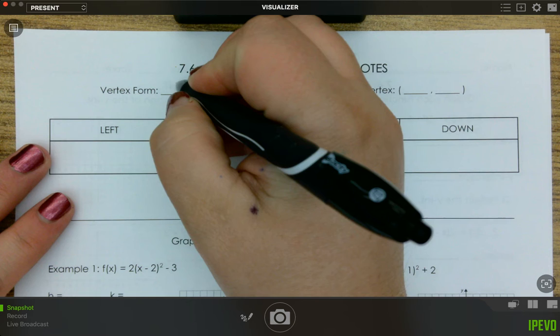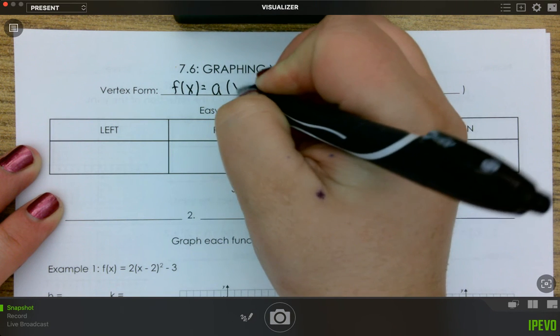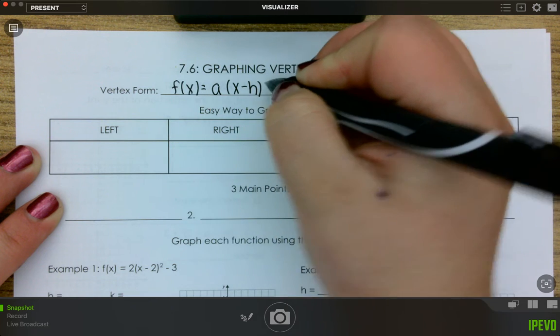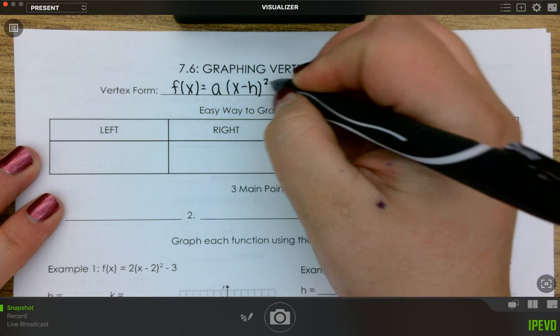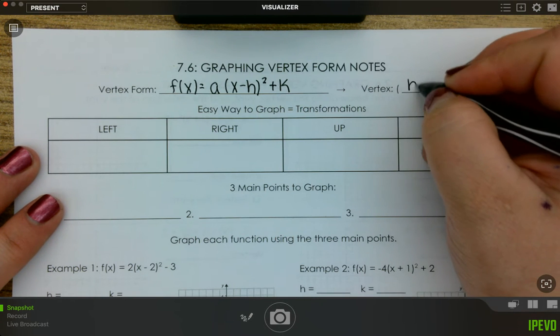Vertex form is f of x equals a times (x minus h) squared plus k, where the vertex is (h, k).